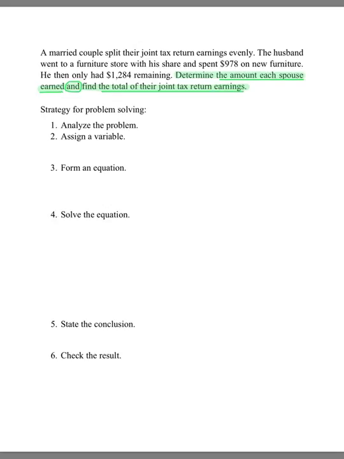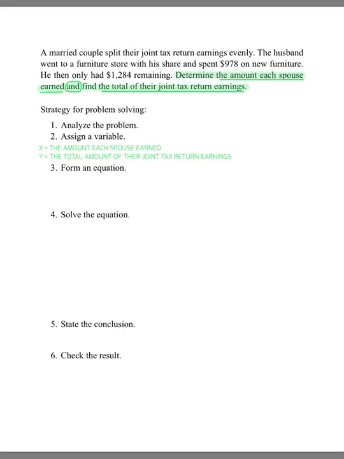earnings. So we're going to have two variables, so let's jump to step 2 and assign the variables. I'm going to use the letters X and Y. You can use any letter that you would like. We're going to let X and Y represent the following. X is going to equal the amount each spouse earned, and Y is going to equal the total amount of their joint tax return earnings. So the assignment of the variable is simply what we're asked to find, reworded in the form of a statement. Now let us continue analyzing the problem.